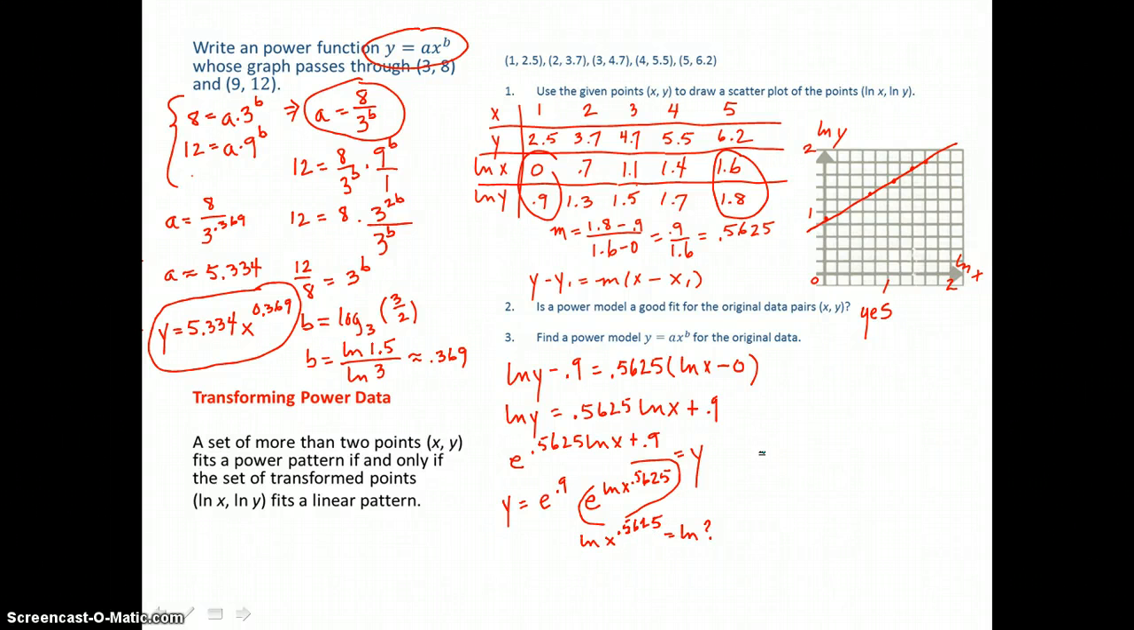So now we can write our equation. It's y equals e to the 0.9 power, and I'll approximate that value. That's our a value, and it's 2.46. Okay, times x raised to the 0.5625 power. So there's our power model for this data. Y equals a times x raised to the b power.